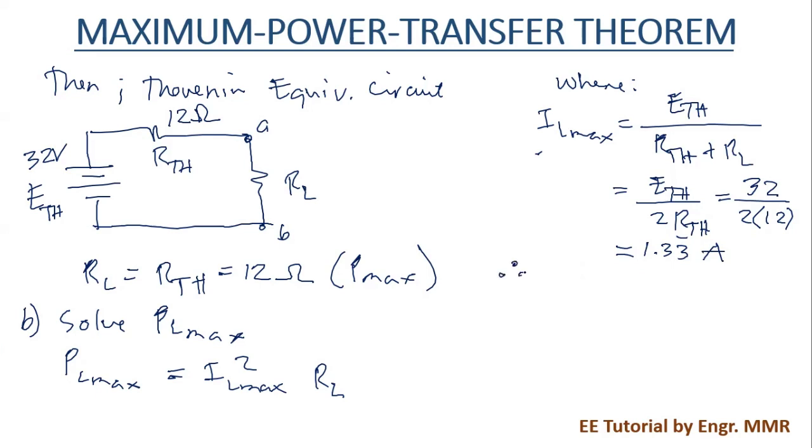Therefore, the PL max, just substitute the value, so that is 1.33 squared times RL, which is equal to 12 ohms. And the value is equal to 21.33 watts.